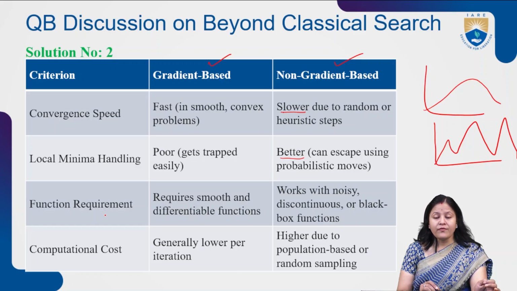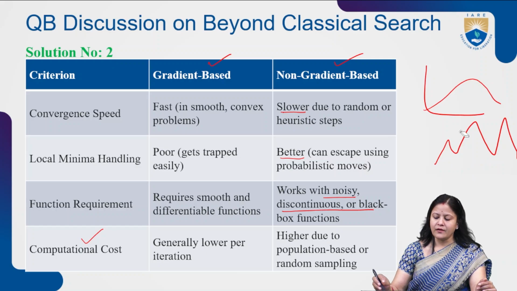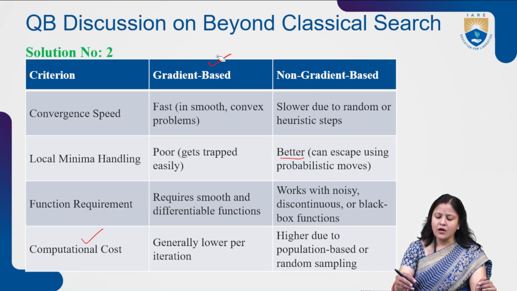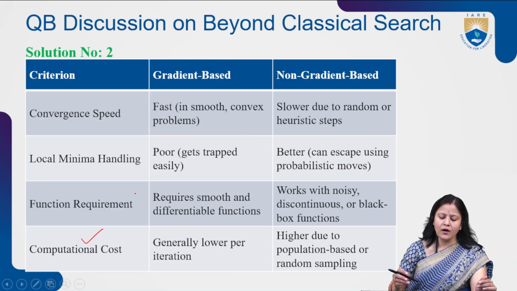Coming to the function requirement, the gradient based method requires a smooth and differentiable function, because it can work in a smooth space. The non-gradient method works with noisy, discontinuous or black box functions where the objective function is non-differentiable. On computational cost, the gradient based method is generally lower per iteration, whereas the non-gradient method is higher due to population based or random sampling. So these are the differences based on all these criteria.